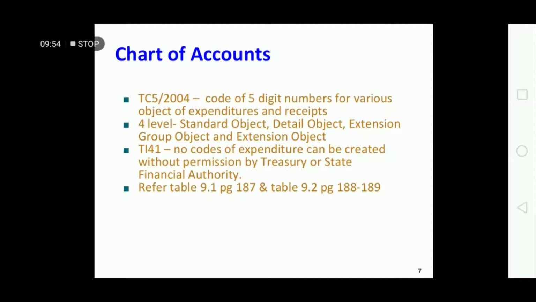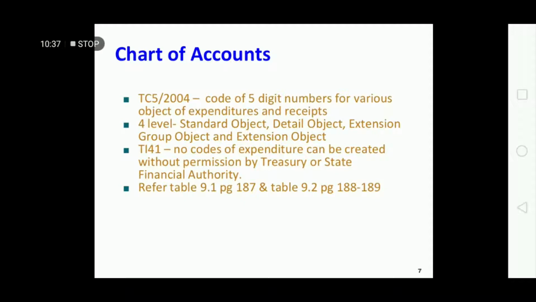The second is these codes are divided into 4 levels, which are standard object, SO, detail object, DO, extension group object, EGO, and extension object, EO. These codes will be used by all government agencies to record the expenditures and receipts of public monies and public stores. Standard object is the main groups of the expenditures and receipts. It is categorized into 5 groups of expenditure and 4 groups of revenue.